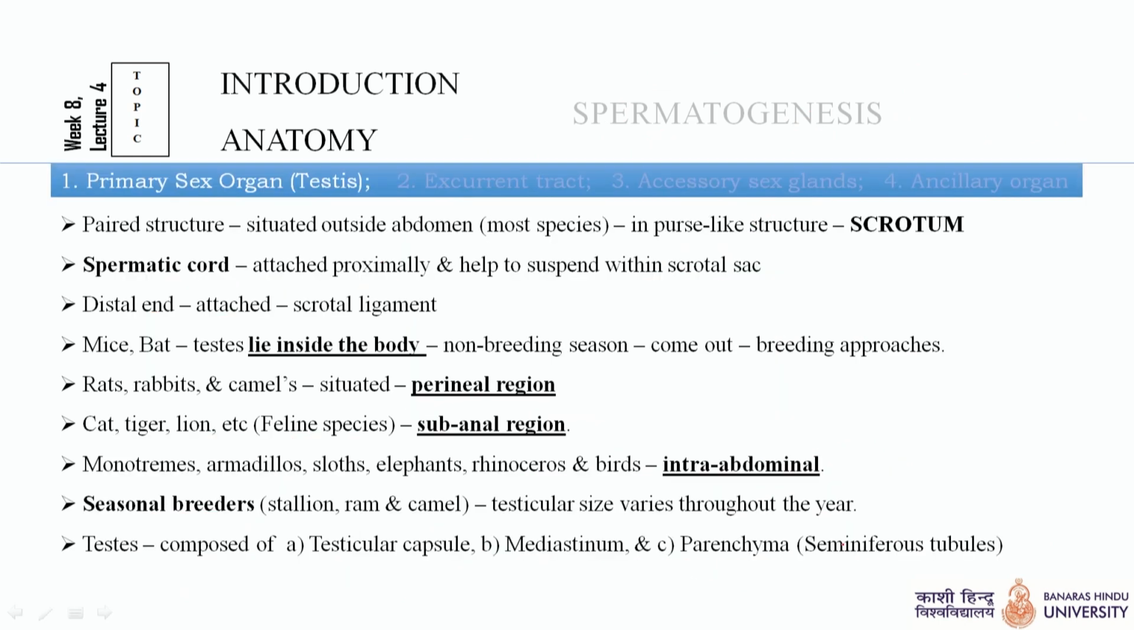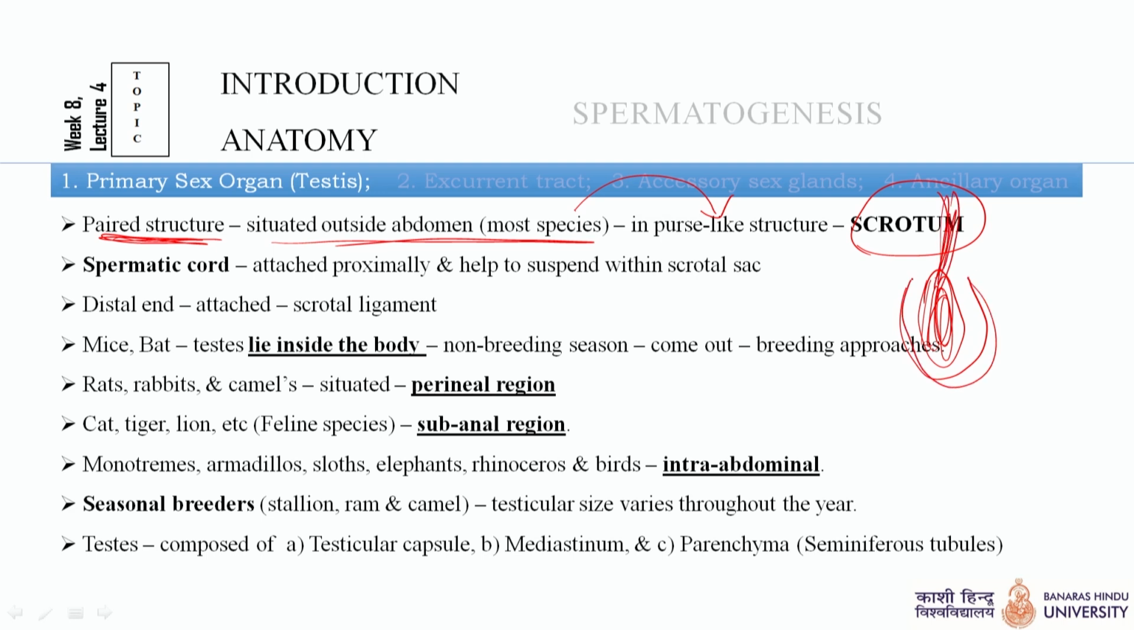Now first we will see the primary sex organ, that is testis. The testis is usually a paired structure in almost all the animals and situated outside the abdomen in most of the species, whereas in some species it is even present inside the abdomen. Wherever it is present outside the abdomen, it is situated in a purse-like structure called the scrotum. So it will be like this. This is the scrotum, inside you will have the testis. This is the scrotum, the outer structure, a purse-like or sac-like structure.